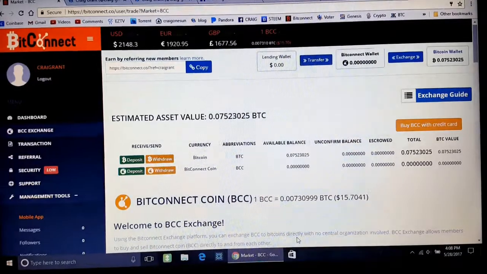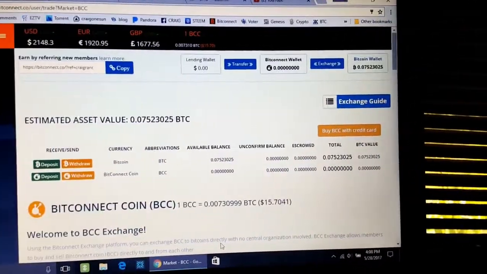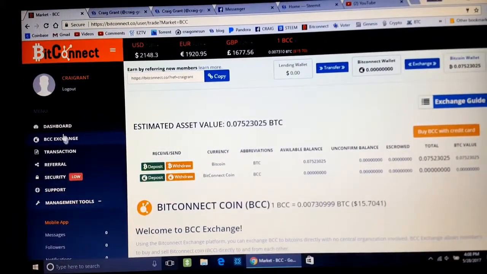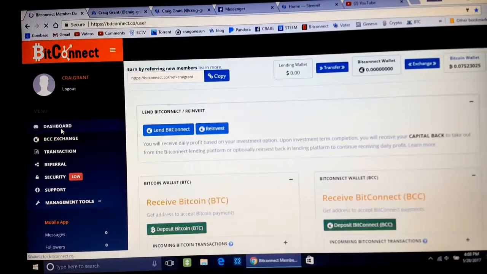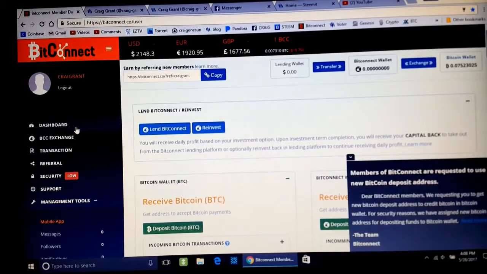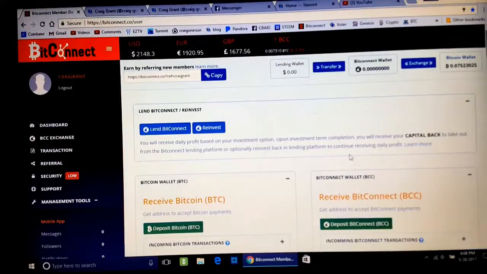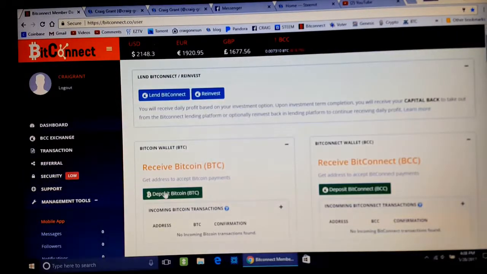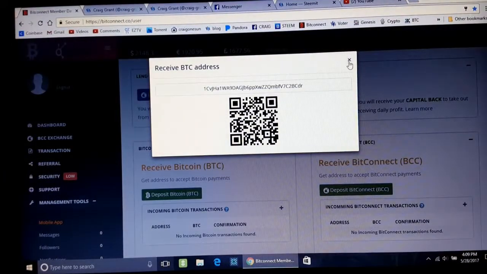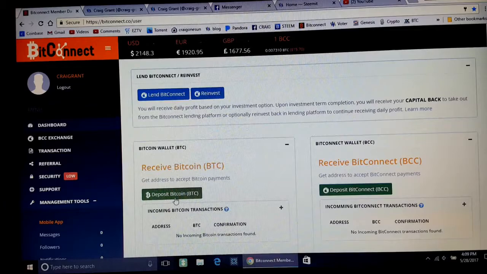So, to start out, once you join BitConnect and log into your account, you'll be on the dashboard. The first thing to do, now that you have joined, is issue a loan. So you deposit Bitcoin. Here's the button that says deposit Bitcoin.